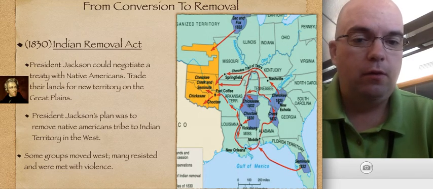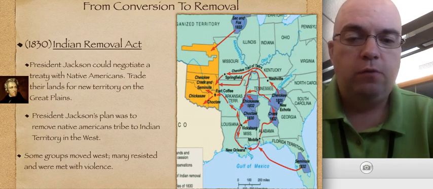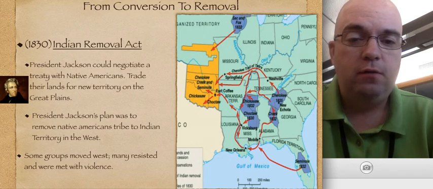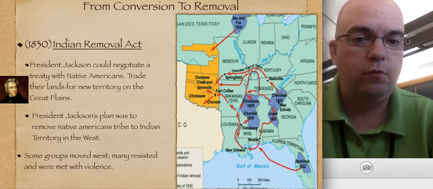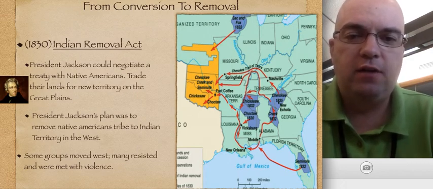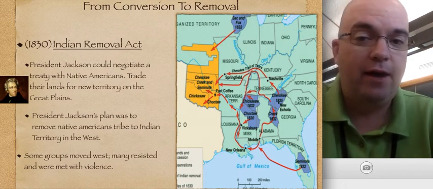Some of them may sound familiar, like the Seminole tribe, which was the tribe in Florida that was raiding Georgia and the Georgian plantations, which kind of started the whole conflict with Spain that led to us annexing Florida. You had the Cherokee, the Creek, the Chickasaw, the Choctaw, and the Sac and the Fox.